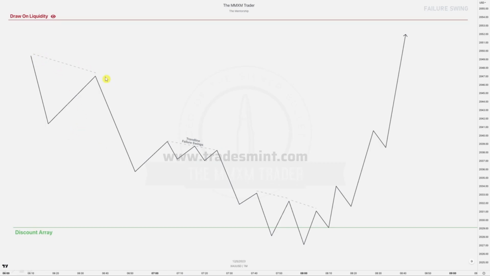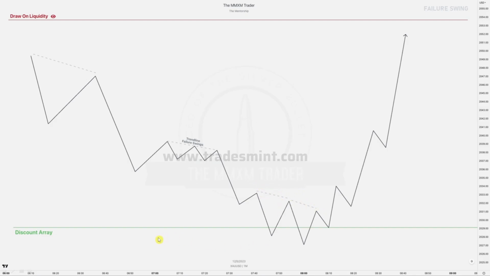Over here we've got multiple failure swings, right? We have a high over here, which this high fails to take out. Then over here we've got this little trend line going on, which is a set of failure swings, right? So this high fails to take out this high, and this high over here fails to take out this high. And down here we've got even more, right? So high, lower high, and even a lower high. So all failure swings around here.